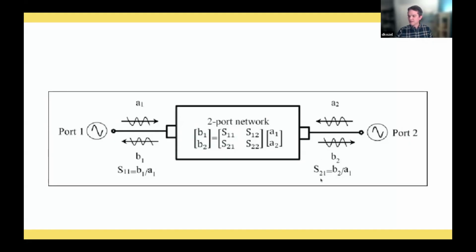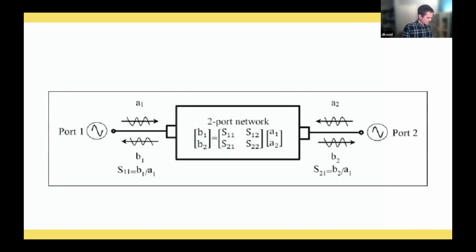S21 is the power or the voltage or the current, but usually we speak in terms of power, arriving at port 2 from port 1. It's that B2 wave exiting divided by the A1 wave entering the other port. So how much power goes straight through? If we're thinking about an attenuator, the one I'm holding is a 20 decibel attenuator. We're expecting the power to be 100 times smaller, 20 dBs of attenuation. So the B2 wave will be 100 times less than what's going in.